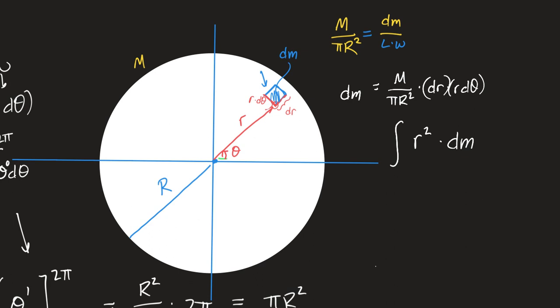There's the dm, there's the perpendicular distance squared, and then there's the summation portion. So I'm going to substitute in for dm, m over pi r squared, dr r d theta. That's substituting in for dm.